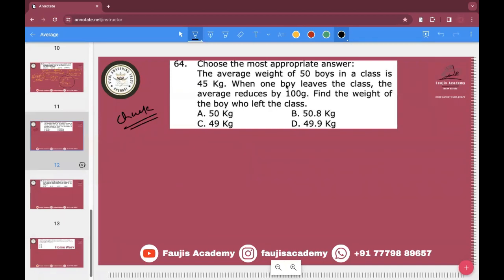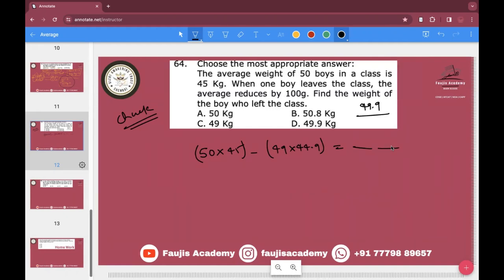But see, there are 50 boys. Tarun got 49.9. See, 50 boys were there, the traditional method. 50 boys were there, 45 kg is their average weight, so the total weight is this much. Minus one gone, so 49 remaining. Their average weight reduces by 100 grams, that means 44.9. Calculate this and tell me how much that is. This is your answer.